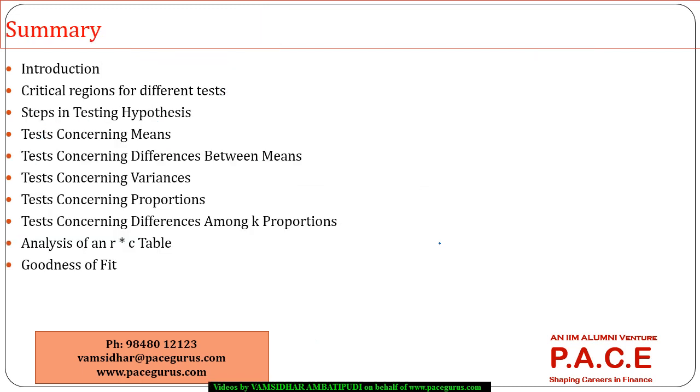So this is what I wanted to look at as a part of this session. We looked at the different critical regions, we did the various steps in testing the hypothesis, and we did different tests concerning the means, difference between the means, regarding the variances, proportions, differences among k proportions, looking at an R by C table, finding out the independence between the row and column variables, and finally we also looked at a goodness of fit where we compared the sample data against the theoretical data coming from a particular distribution.